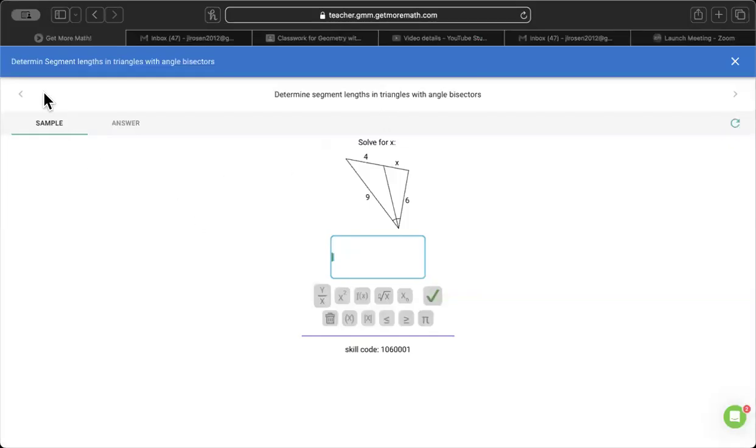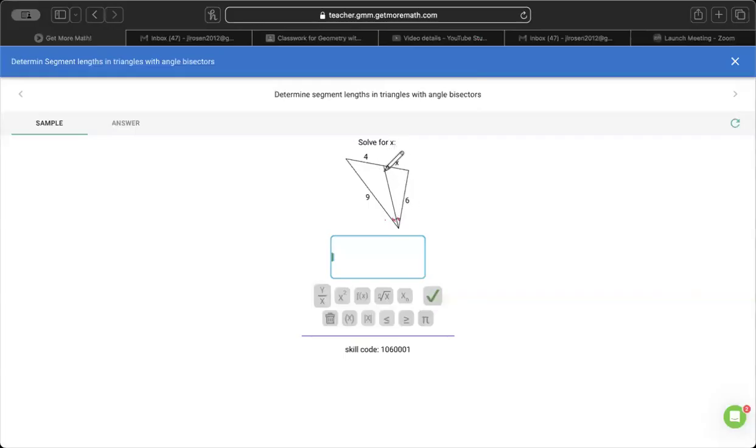This one takes us way back. When we're looking at determining segment lengths in triangles, yes, we have angle bisectors here, right? So we know that this angle and this angle are equal to each other. But that doesn't necessarily mean that my sides are going to be equal, especially when there's no tick marks. So what do we do then?